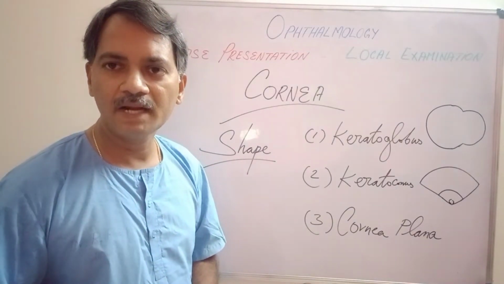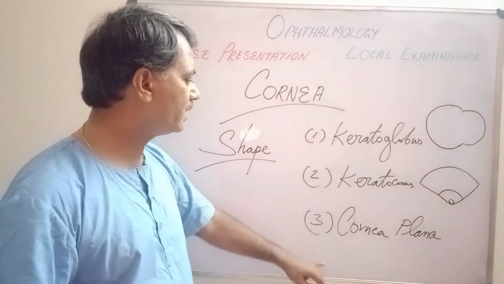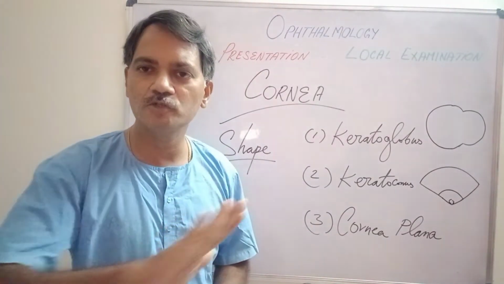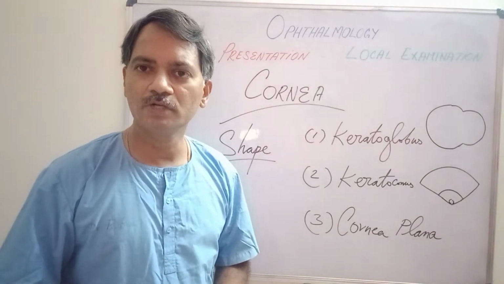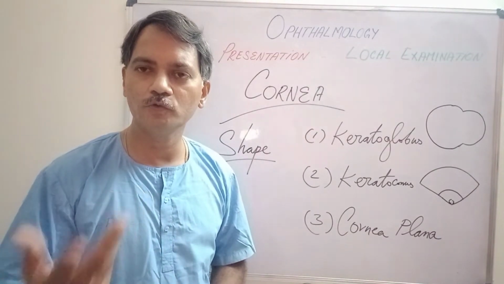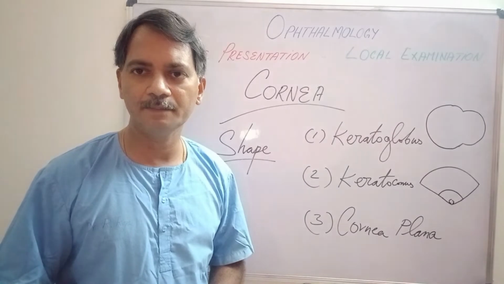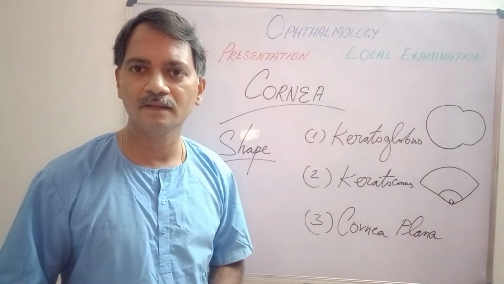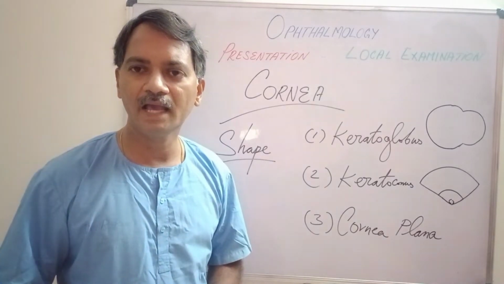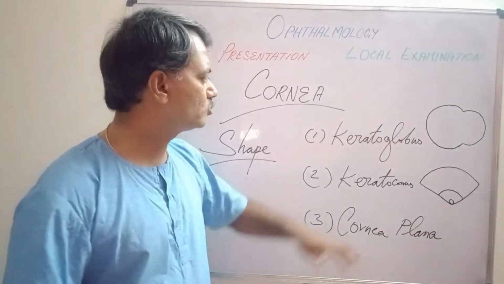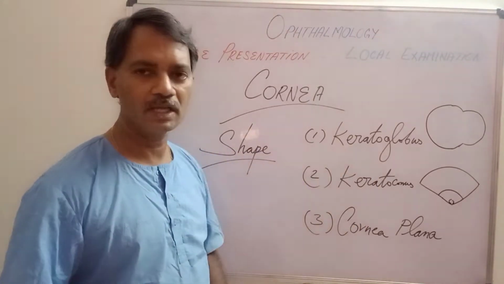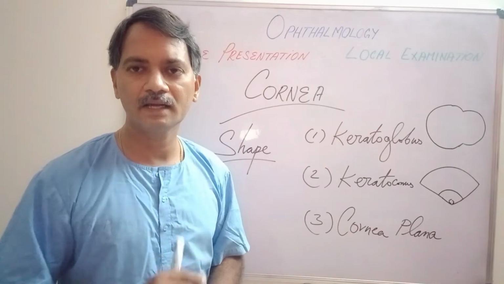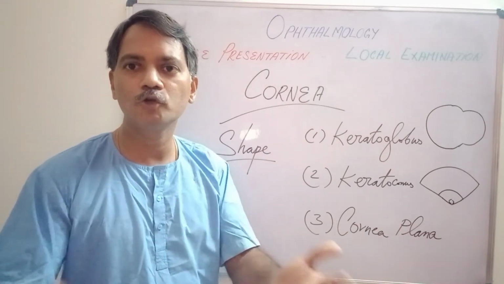Another abnormality in the shape of the cornea is cornea plana. Cornea does not have any curvature at all. It appears to be flat. It is due to congenital abnormalities or due to ulcers of the cornea making a scar, and the cornea becomes plain. The eye will become highly hypermetropic. In the first two conditions, keratoglobus and keratoconus, the eye will be myopic. But in cornea plana, the eye will become hypermetropic.